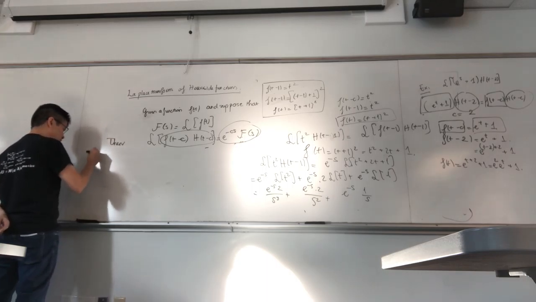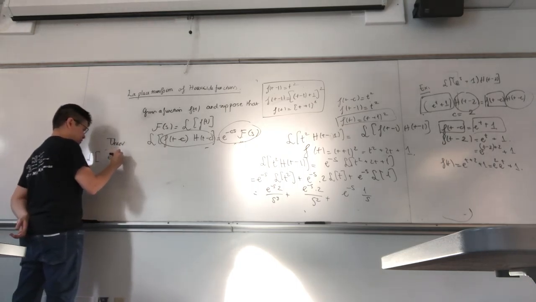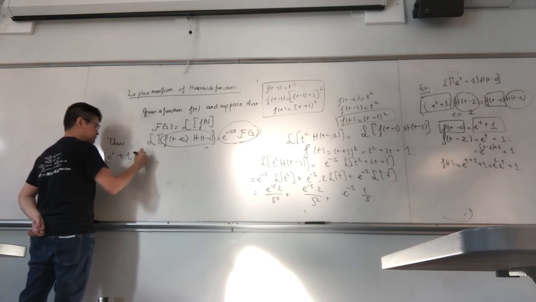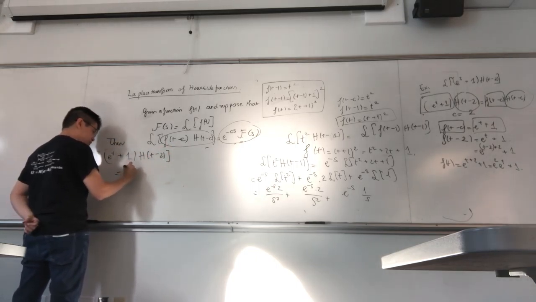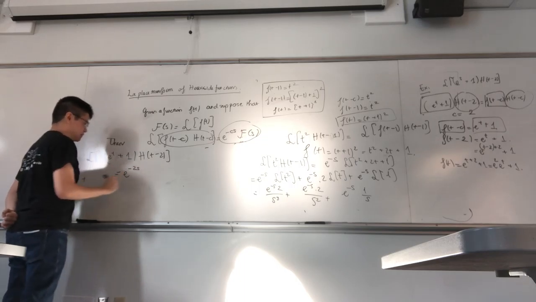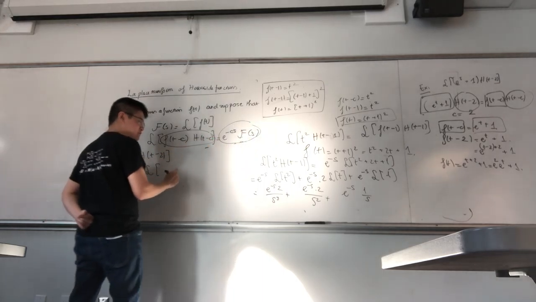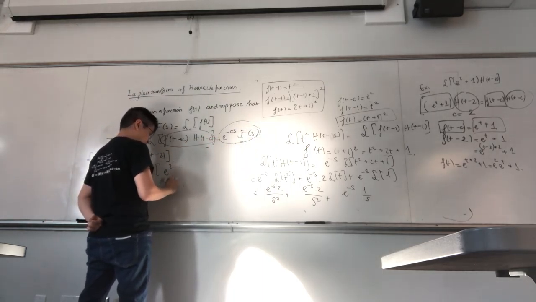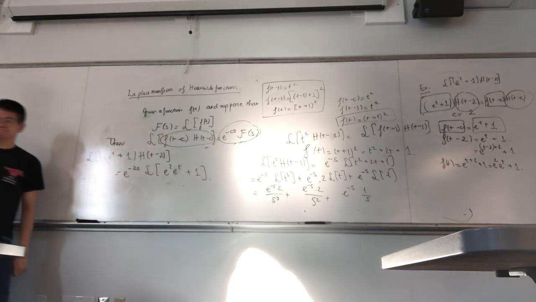So the Laplace transform of e to the t plus 1 times h of t minus 2 will be e to the power minus 2s times the Laplace transform of that function f of t, which is e squared times e to the t plus 1, right?